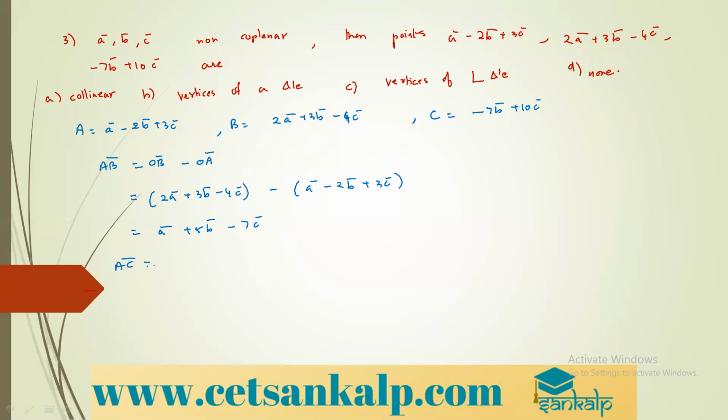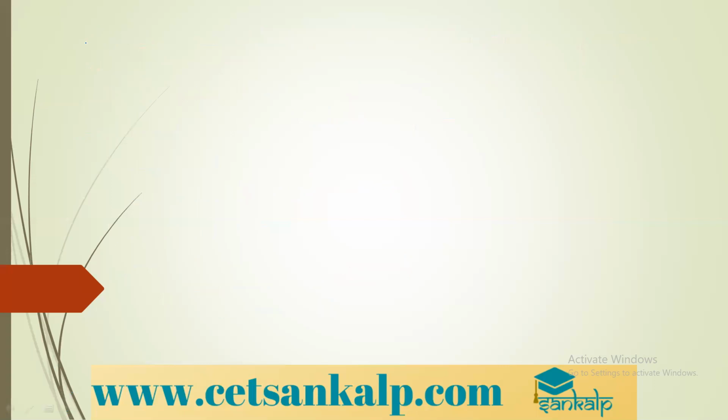Similarly, we can find AC vector by taking OC vector minus OA vector. OC vector is minus 7b plus 10c minus OA vector, which is a minus 2b plus 3c, which will give us minus a minus 5b plus 7c. These subtractions you know very well.